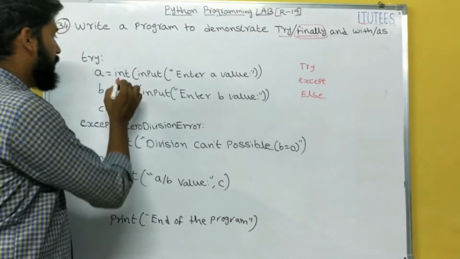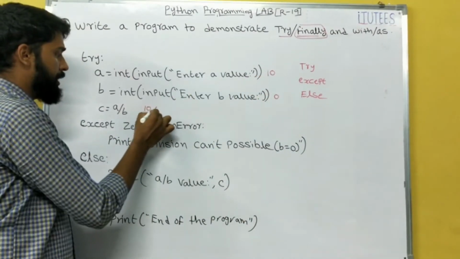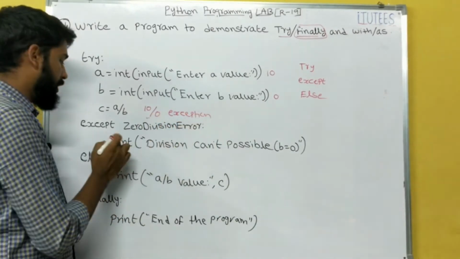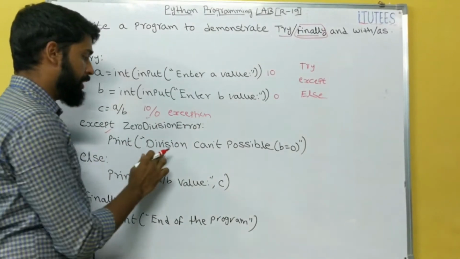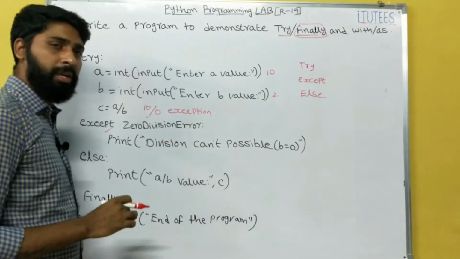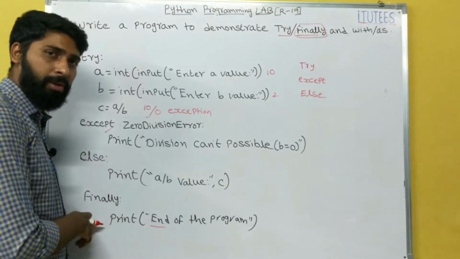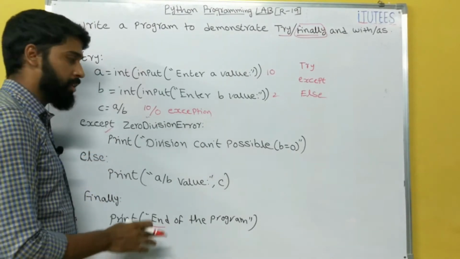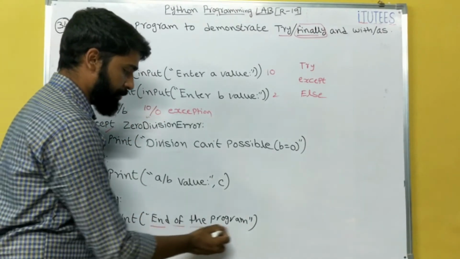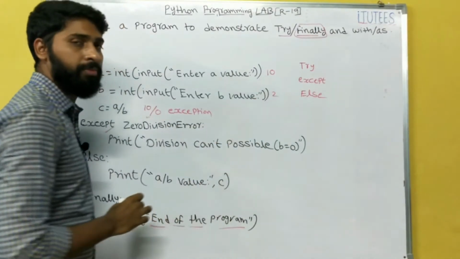Now we can see that A equals 10 and B equals 0. That means 10 by 0 gives an exception. In this case we are going to execute this except block. It displays "division not possible, B equals 0". After displaying this message, the control goes to the print in the finally block. So what is a finally block? It is always executed. Whether you get an error or not, at the end of the program it displays.